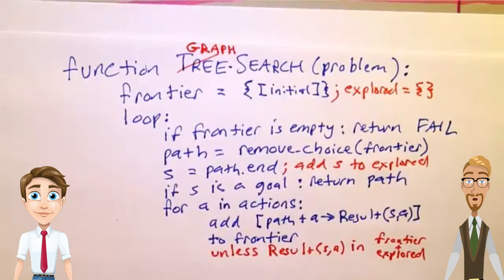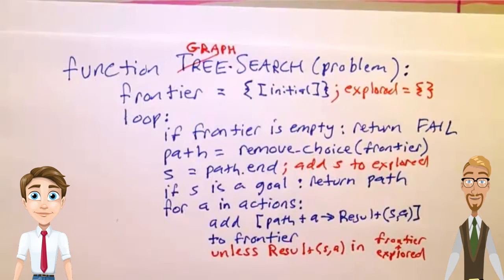The function graph search takes in one parameter, problem. Inside the function, the first line is to let frontier equal the initial state. A variable called expanded equals the empty set. The second line is loop. The next line is if the frontier is empty, then the function returns fail. The next line is path equals remove choice of frontier. The next line is s equals path.end and add s to expanded. The next line is if s is a goal, then return path.